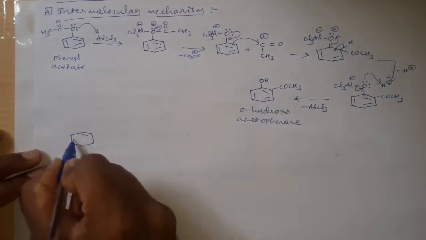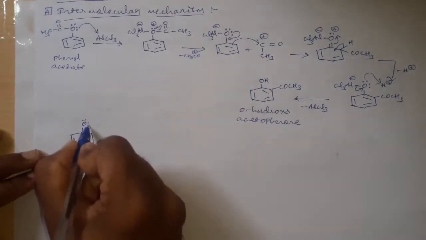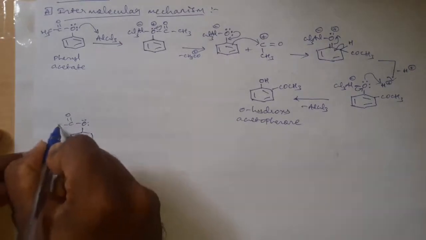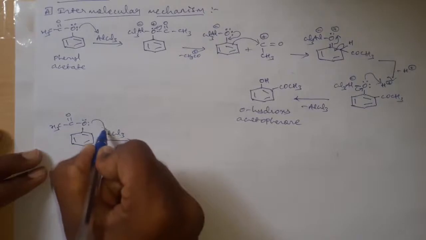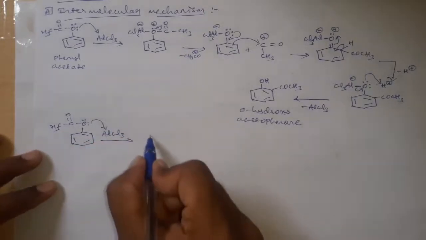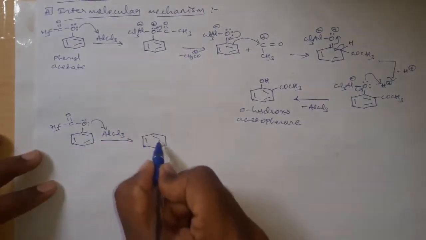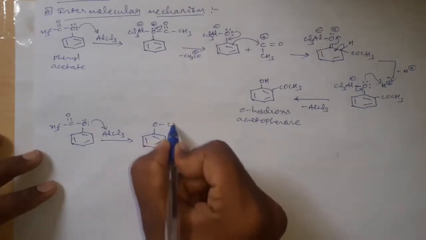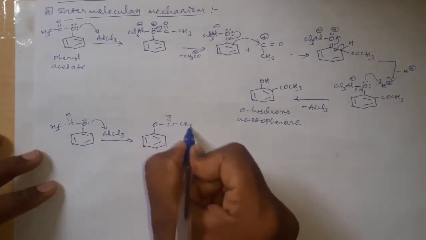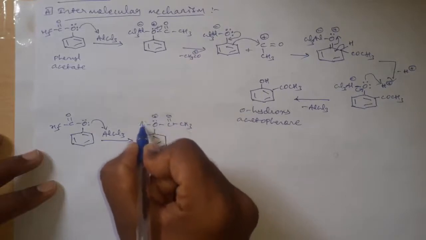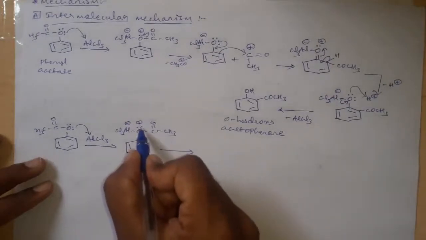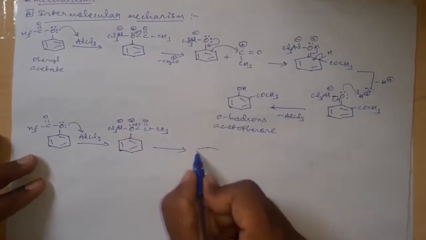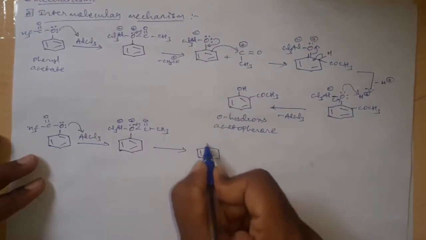Our starting material is CH3. Then here this oxygen is donating a pair of electrons towards the aluminium, and it is forming a new bond, O C double bond O CH3, plus this AlCl3 will get a negative charge. Then in the next step, this will drag this bonded pair of electrons, and a loss of acylium ion takes place, or the elimination of acylium ion takes place.